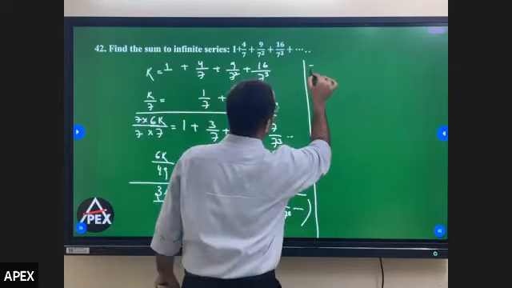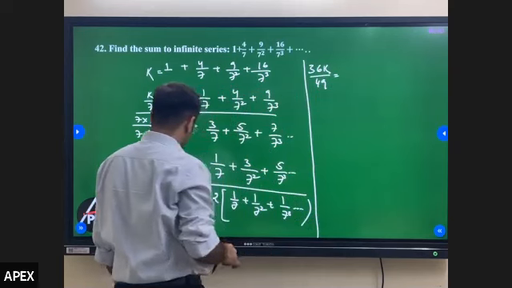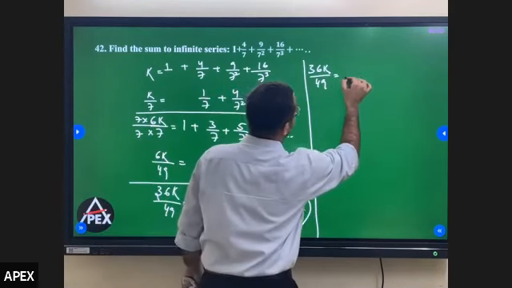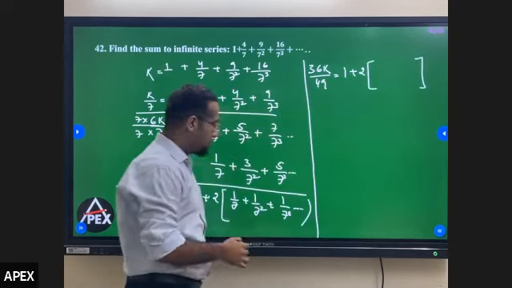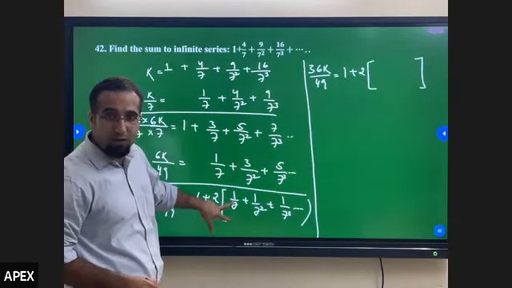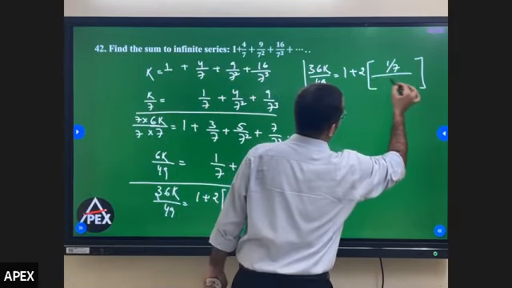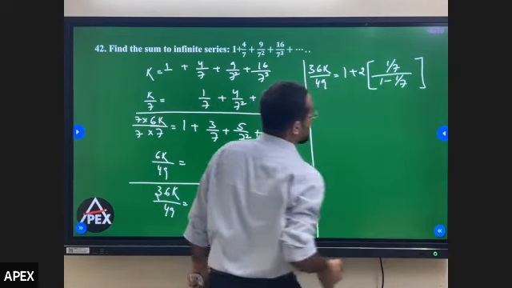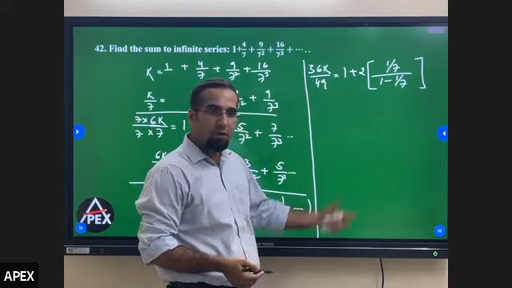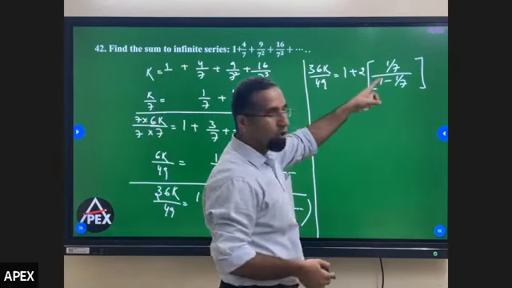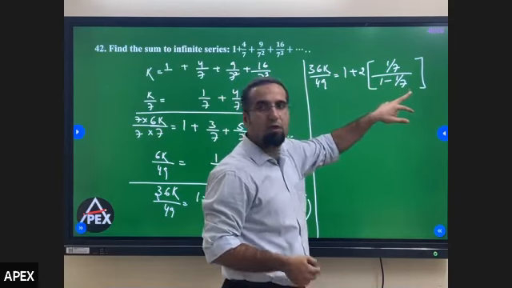So we have 36k by 49, which is equal to 1 plus 2 whole, multiplied with the sum of this series, which is a by 1 minus r. So 1 by 7 by 1 minus 1 by 7, so 1 by 7 divided by 6 by 7, which is nothing but 1 by 6. 2 into 1 by 6 will give me 1 by 3. 1 plus 1 by 3 will give me 4 by 3.